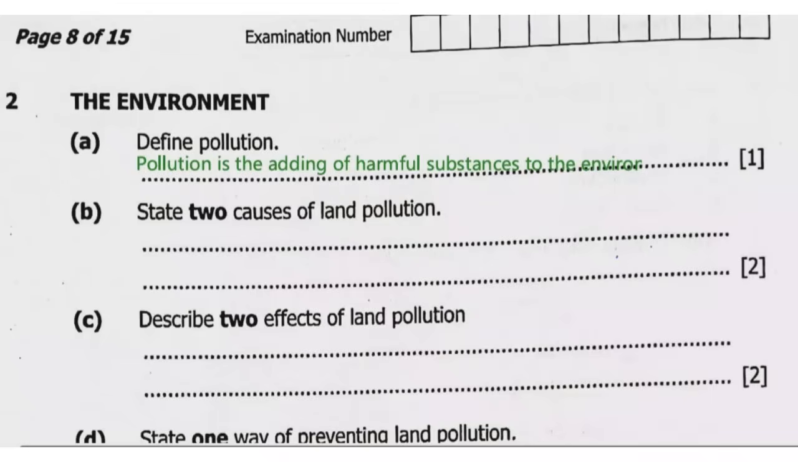Okay, now question 2b is as follows. State 2 causes of land pollution. What causes land pollution? So the first one is garbage. Okay, garbage. This is throwing away of litters. So you can say garbage.